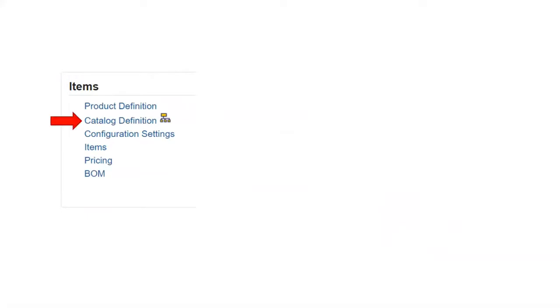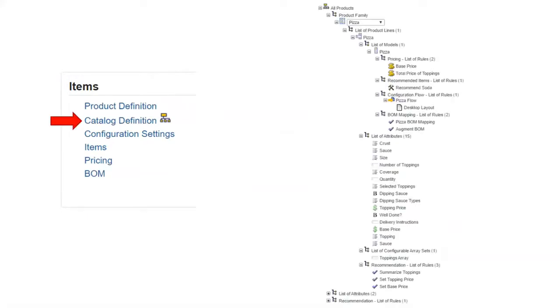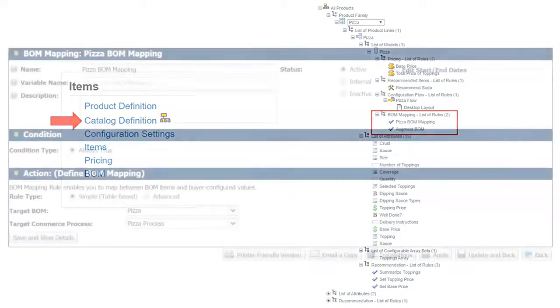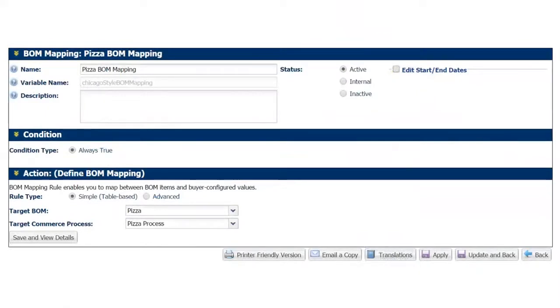We're going to look at our product catalog definition. Here we have basically all of our configuration attributes and configuration rules for our pizza configurator. And notice that we have two different BOM mapping rules, and we're going to look at both of them. The first one is our simple table-based one, and the second one is the advanced one that we use to generate that description.